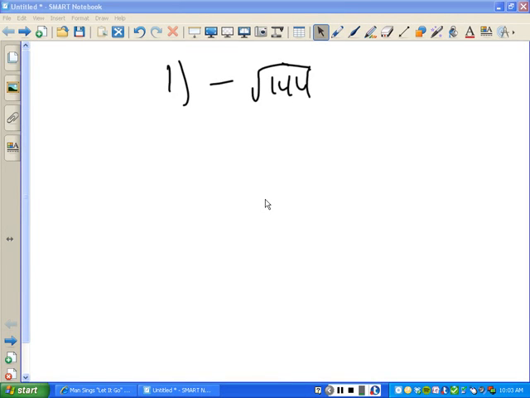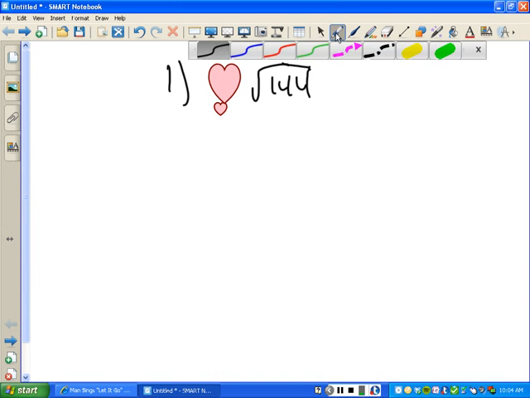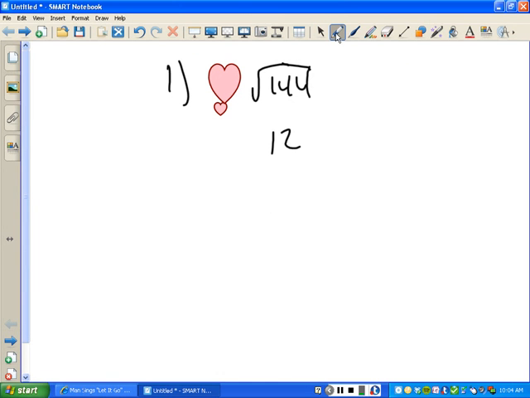All right, number 1, the minus the square root of 144. In this case, you don't even pay attention to the minus. When it's on the outside, don't even pay attention to it. Just cover it up, leave it alone, and you'll deal with it later on. The square root of 144 is 12, and then after that, go ahead and look at the sign in front and apply it. So it's negative 12.